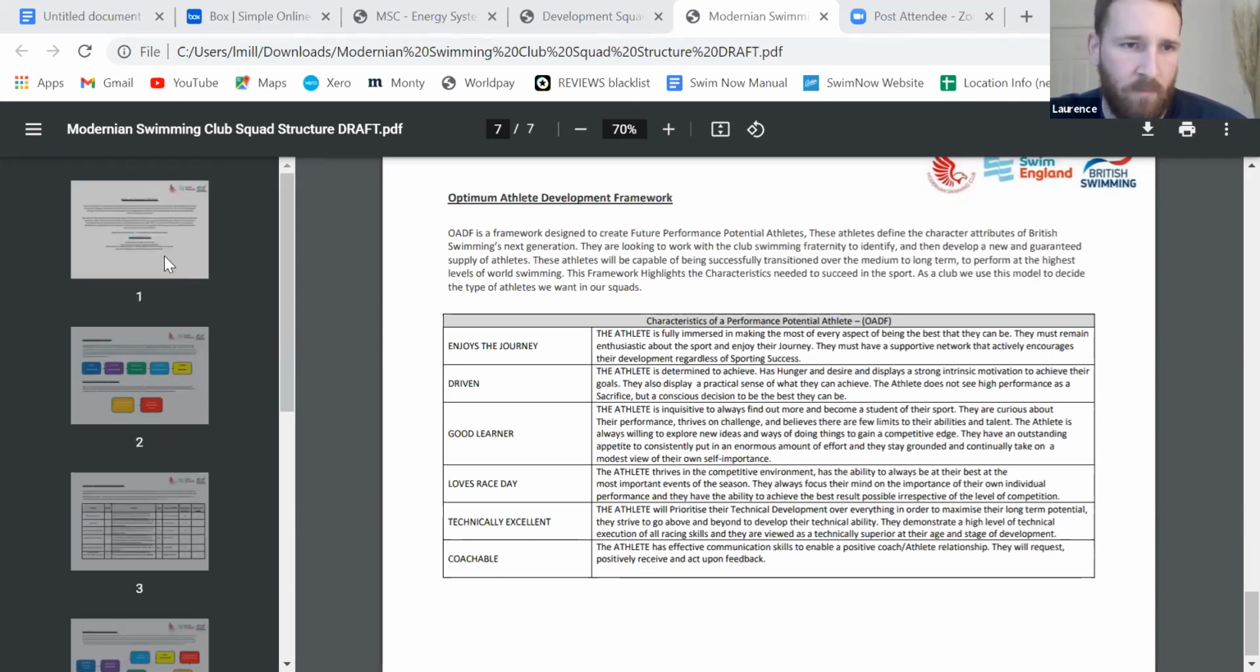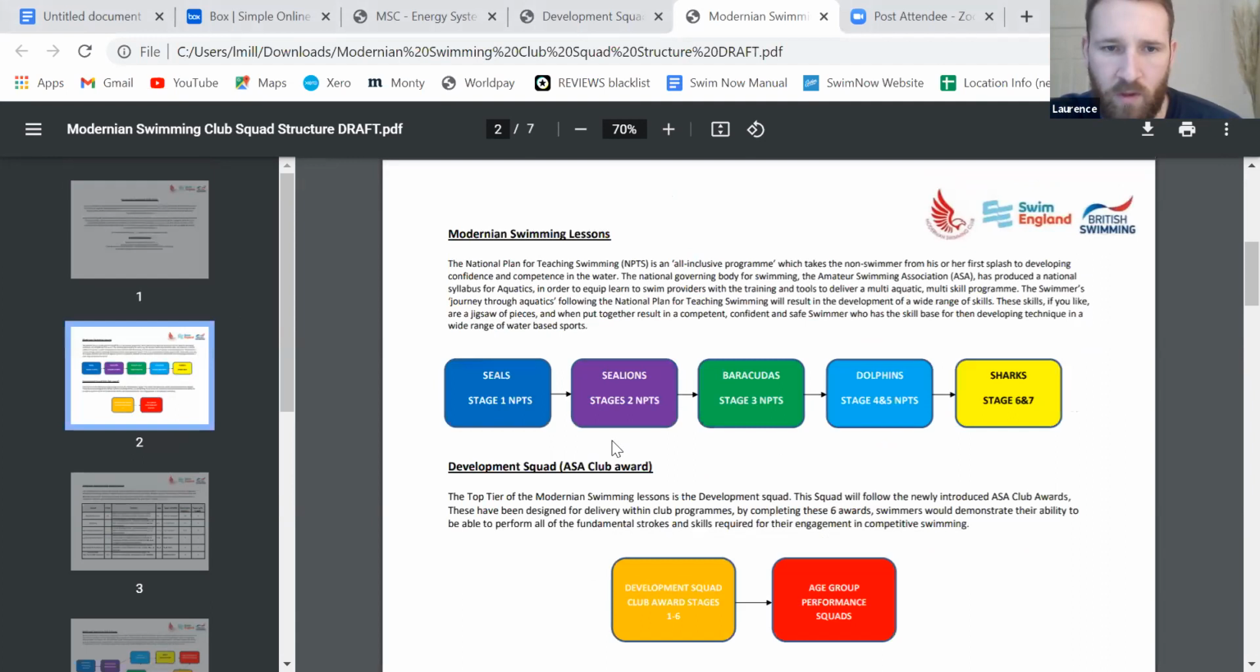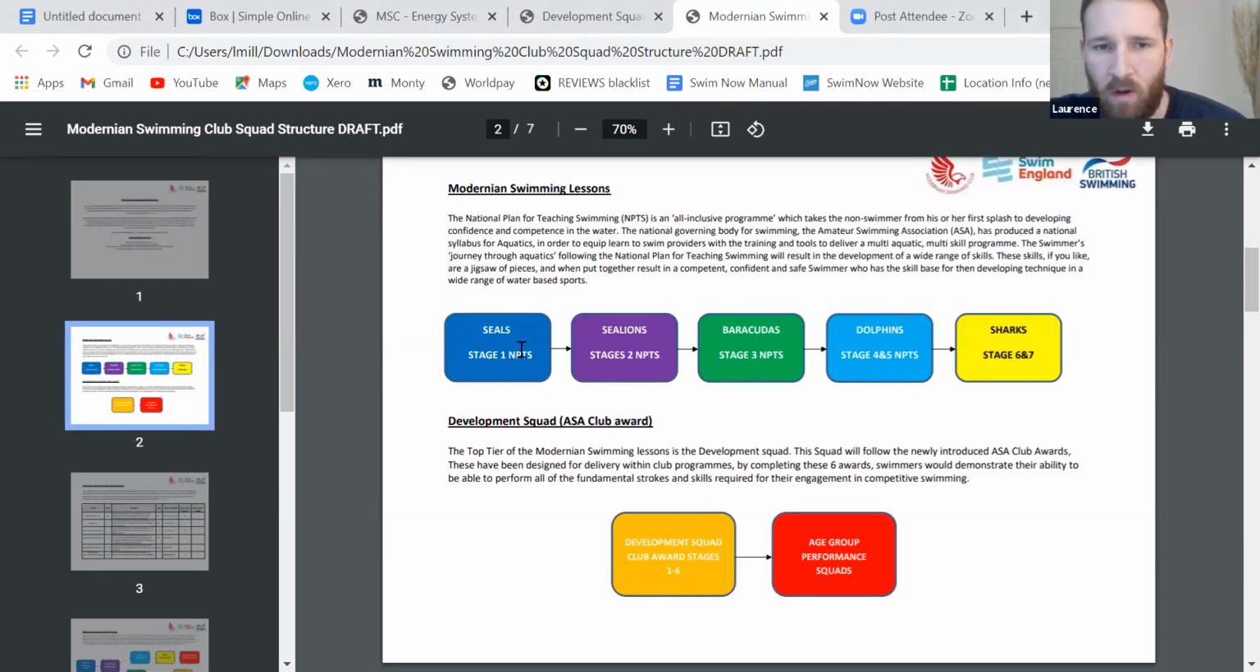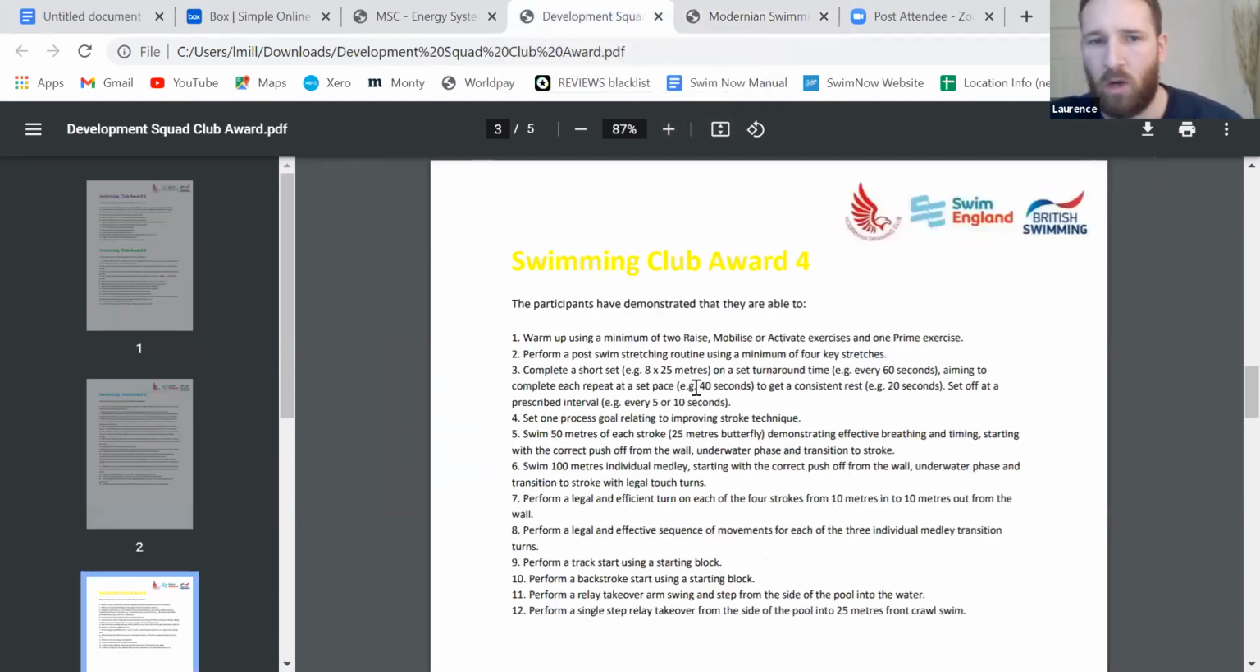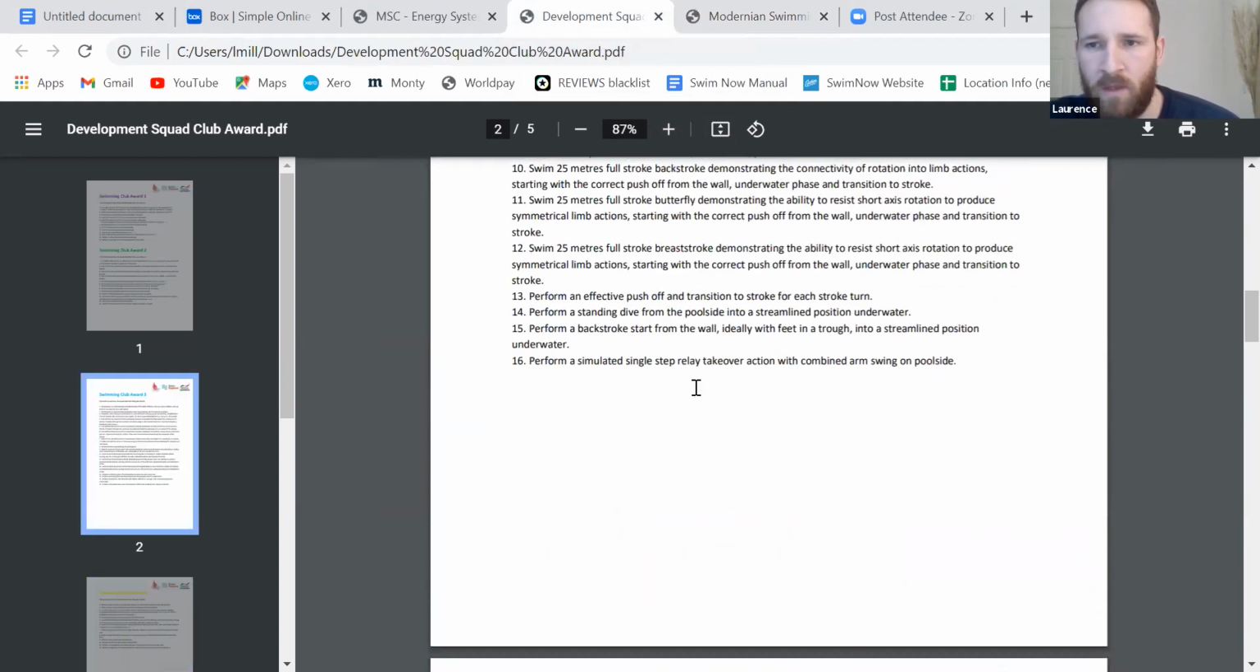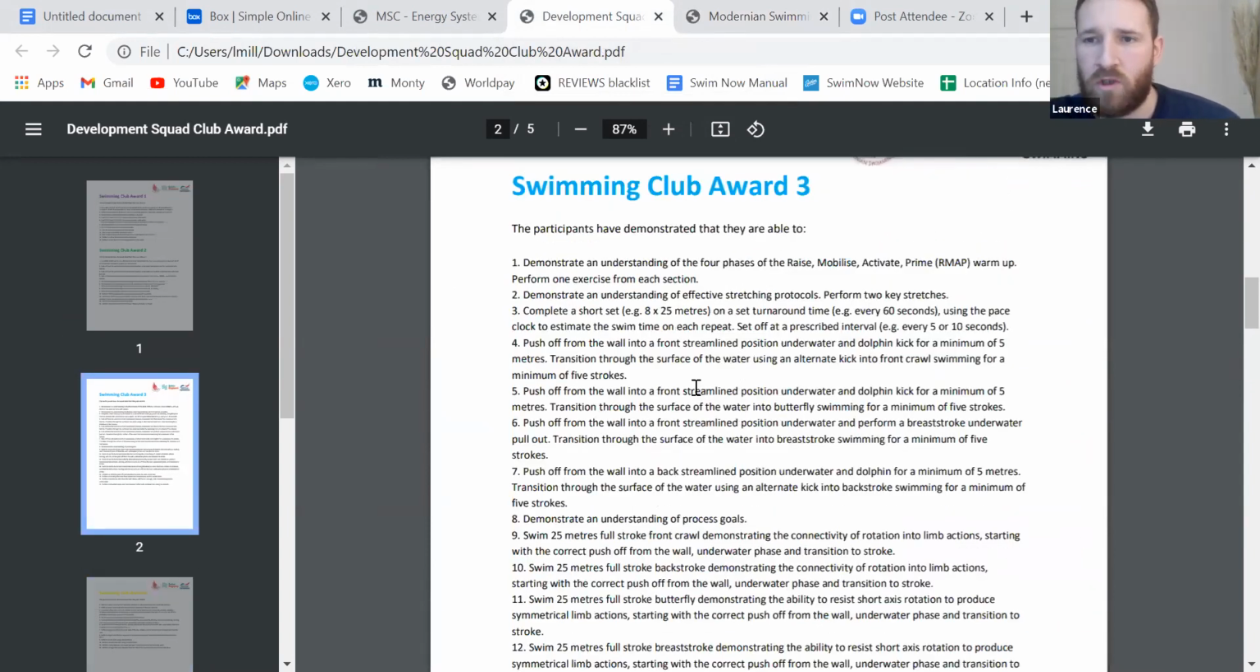So I suppose that we could probably touch on a few of these other things here. So our learn to swim. We have a learn to swim underneath our squad program. They obviously pass through the stages of the national teaching plan, and then they get to our development squads. And what we have them follow, and I don't know if you guys are familiar with this, is the ASA Club Awards, which is brilliant for just preparing swimmers ready for squad training.